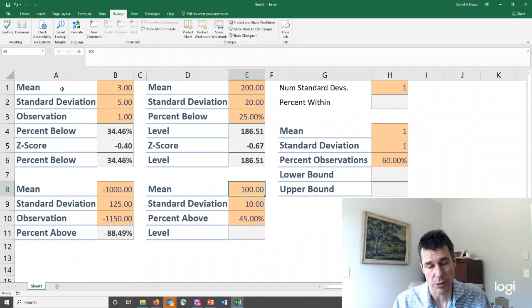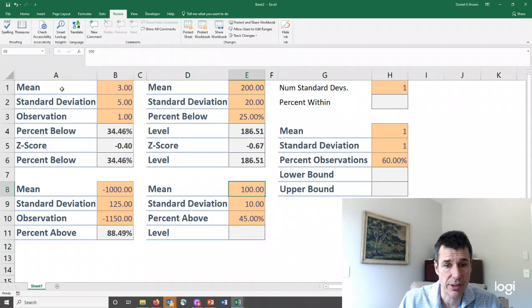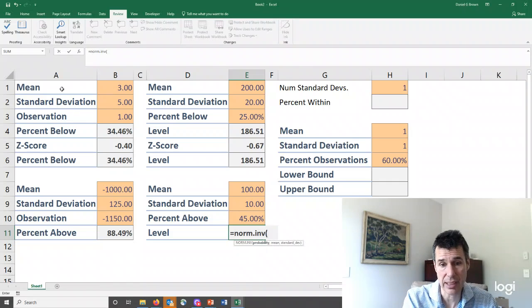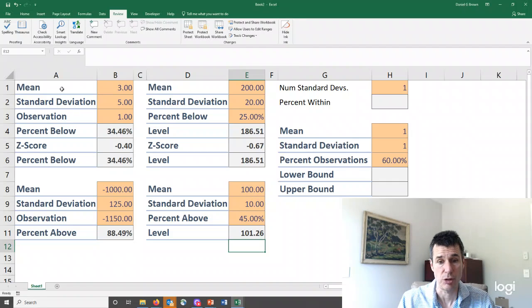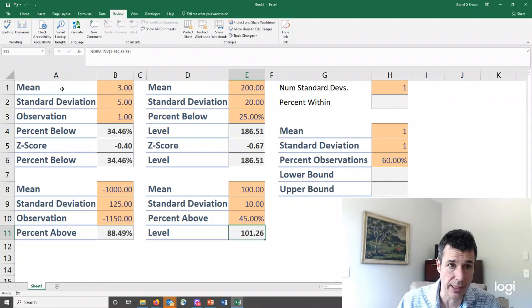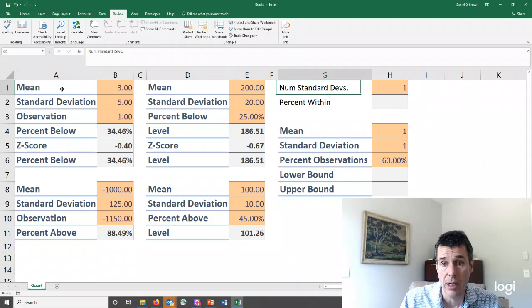Okay, again, we're going to do just one direction this time. We've got a mean of 100, standard deviation of 10, and I want to know what level has 45% of the observations above. Well, if it's 45% above, it's 55% below, and so we could do norm.inv of 1 minus our probability, comma, mean, comma, standard deviation, 101.26. So we're taking norm.inv of 1 minus the percent if we're interested in the level for which the percent above is 45. Okay, two more problems.